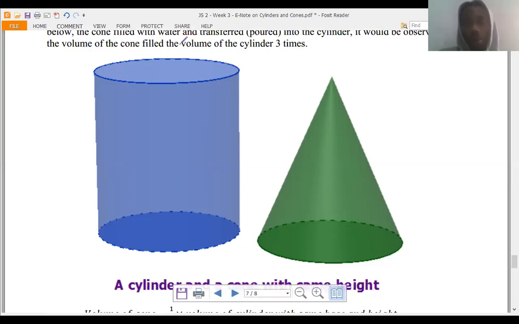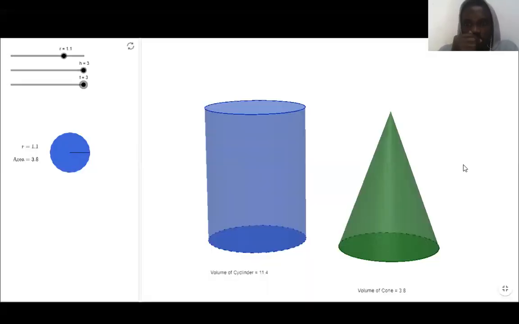Now I'll show you something quickly on GeoGebra to further explain my claim. All right, so see this to understand my claim. Like I said earlier, the volume of a cylinder is 3 times the volume of a cone. When you pour water into a cone, you need to fill it 3 times and pour it into the cylinder before it is filled up.